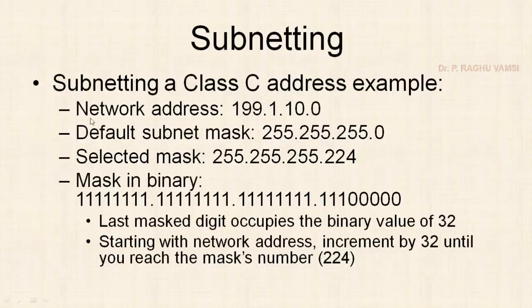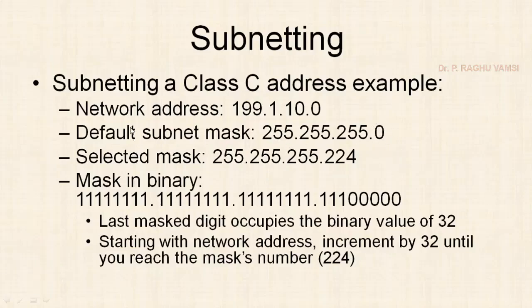For example, take the network address 199.1.10.0. The default subnet mask is 255.255.255.0. What is the meaning of this? In the first octet, all are ones. In the second octet, all are ones, and in the third octet, all are ones. In the fourth octet, all are 0. That is the reason it is said to be 0.